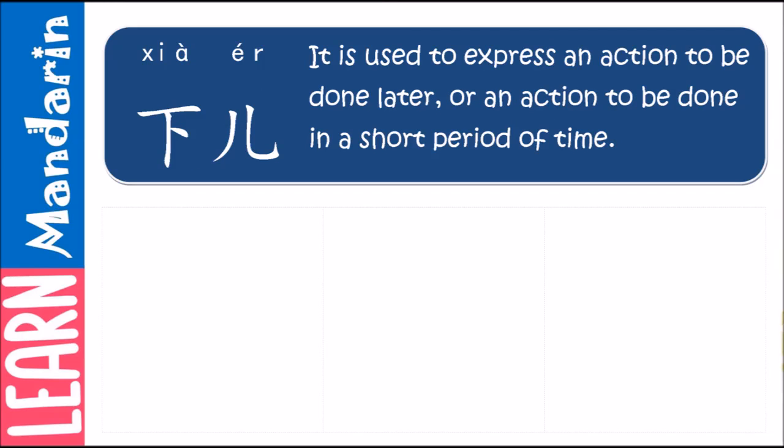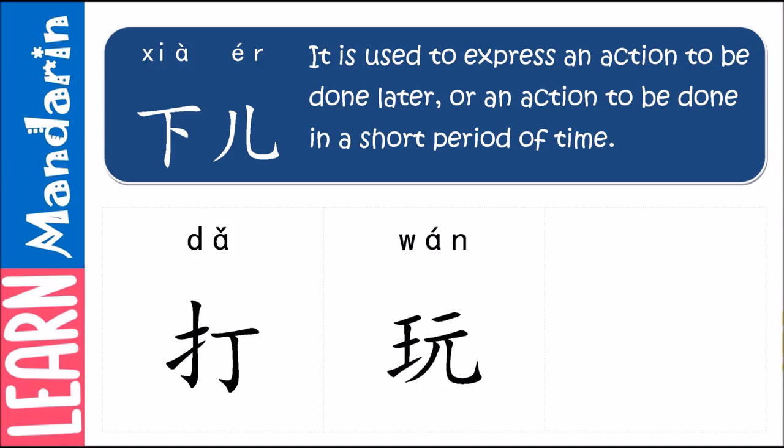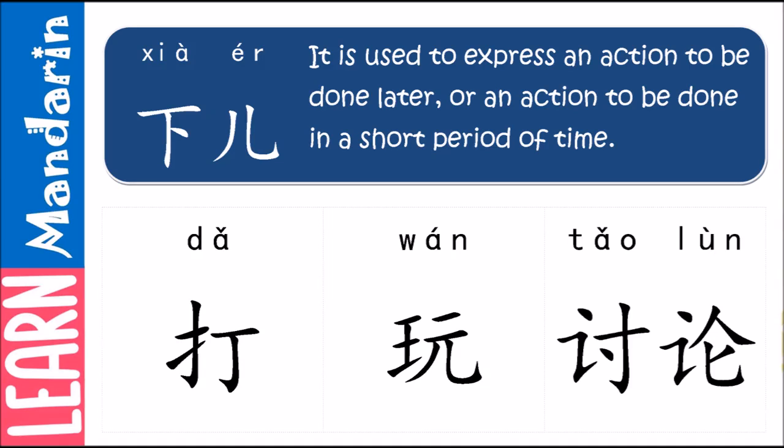The measure word 下饵 is used to express an action to be done later or an action to be done in a short period of time. Examples would be 打下饵, 玩下饵, and 讨论下饵.